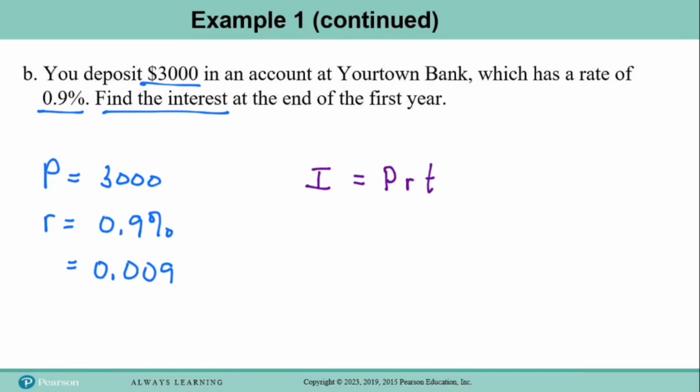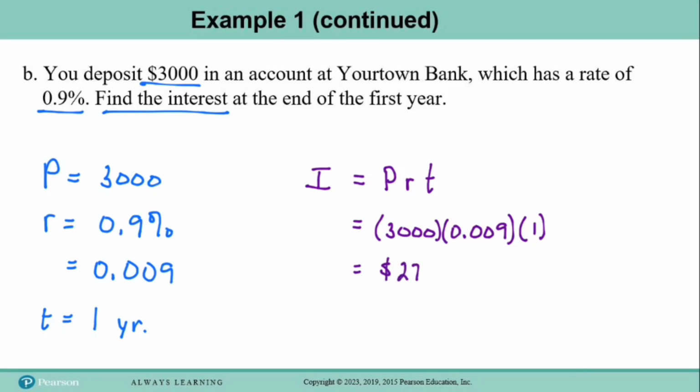Okay? And then time again is 1 year, and that's right here in the problem. Okay, so I equals PRT becomes I equals 3,000 times 0.009 times 1. And so the interest for this problem is $27.